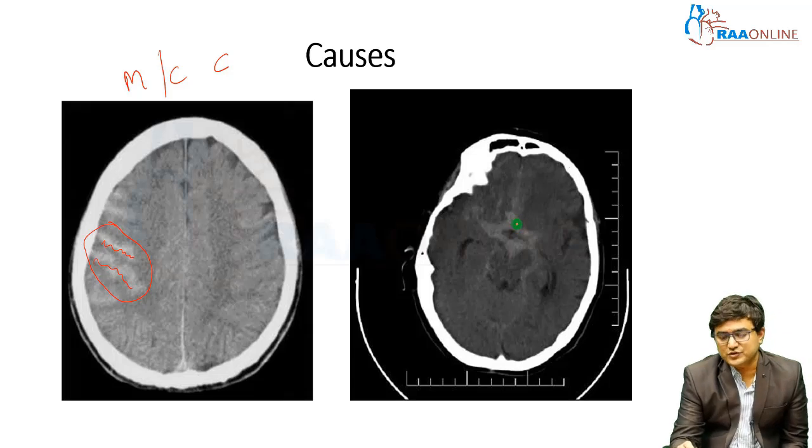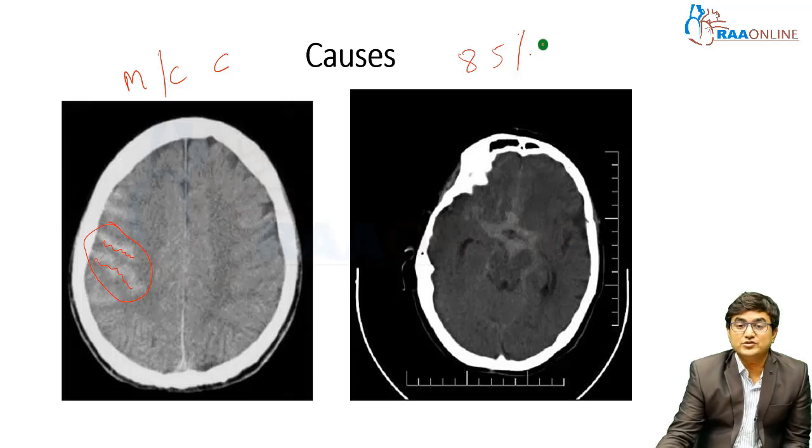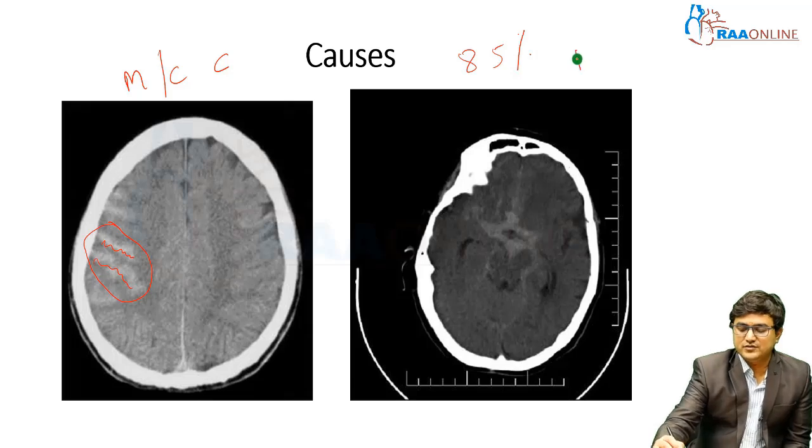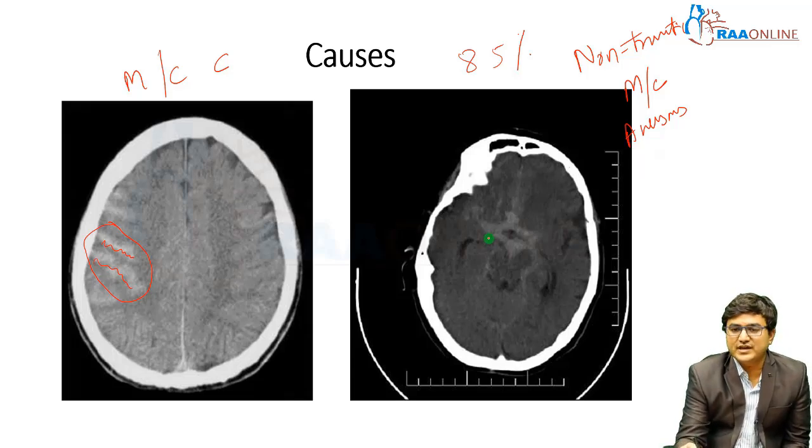Whereas an aneurysm causes 85% of the subarachnoid hemorrhages that happen because of non-traumatic causes. So, the most common non-traumatic cause for subarachnoid hemorrhage is aneurysms. Aneurysmal subarachnoid hemorrhages usually happen in the basal cisterns.